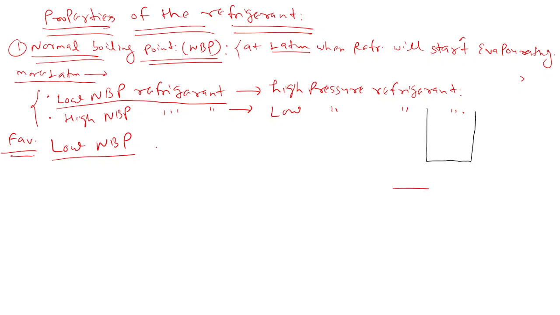Okay, have you understood how I have written this or not? Second, I didn't understand: how can we say that a low normal boiling point refrigerant is a high pressure refrigerant, right?